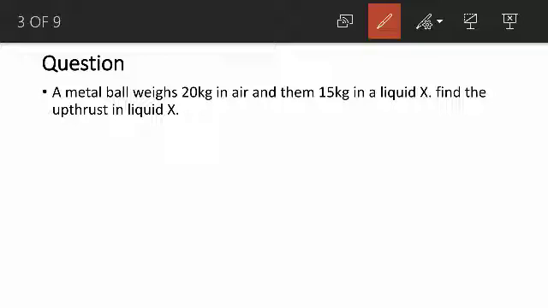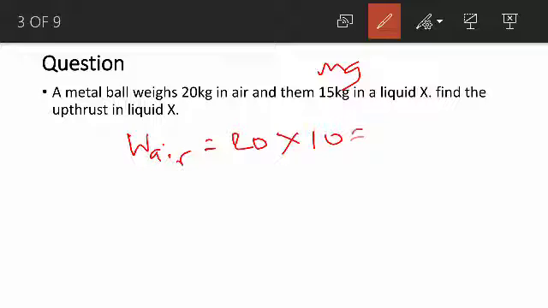We see a question here. A metal ball weighs 20 kilograms in air and then 15 kilograms in a liquid X. Find the upthrust in the liquid. Remember, upthrust is a weight. So we can say that the weight in air is equal to 20 times 10. You remember, weight is mass times acceleration due to gravity. Weight is measured in newtons, while mass is measured in kilograms. So 20 times 10 gives us 200 newtons.